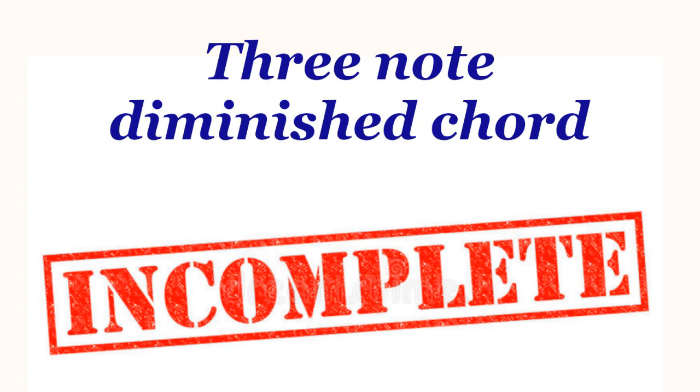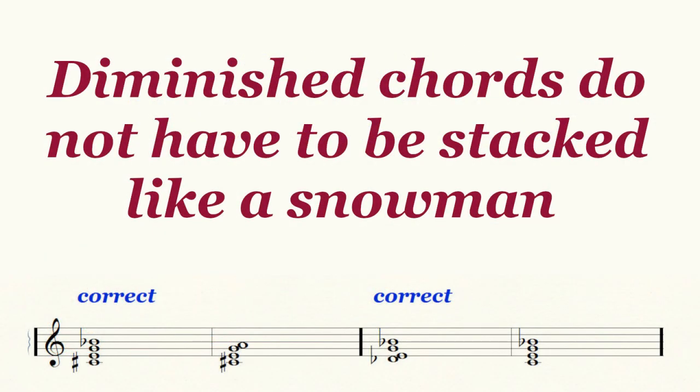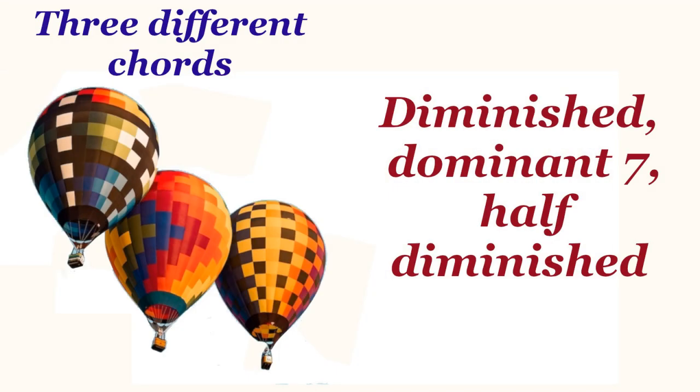The incomplete diminished chord is only a potential chord. That missing fourth note is like a decider. Until we get this fourth note, we don't know for sure what this chord is. That fourth note will change this potential chord into three different chords: a dominant 7 chord, a true diminished chord with 4 notes, or a half diminished chord.